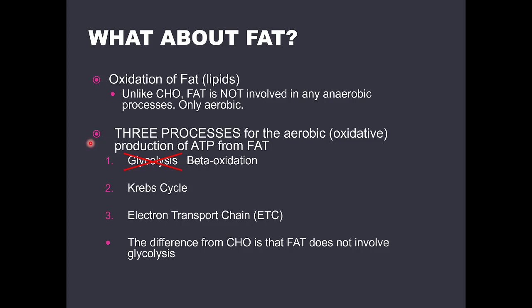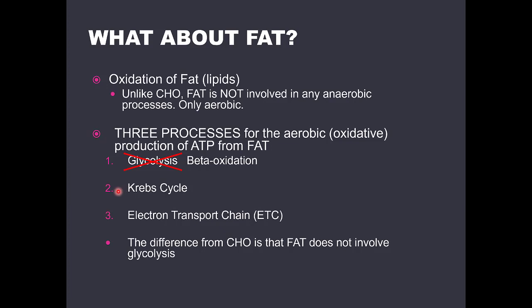The first process is called beta oxidation. As you can see, I crossed off glycolysis here because glycolysis is only relevant to carbohydrate oxidation. I may or may not ask a simple question as which of the following is not involved in the oxidation of a fatty acid. If one of the answer choices is glycolysis, then that would be the answer. Now the next two steps are exactly the same as for carbohydrate oxidation.